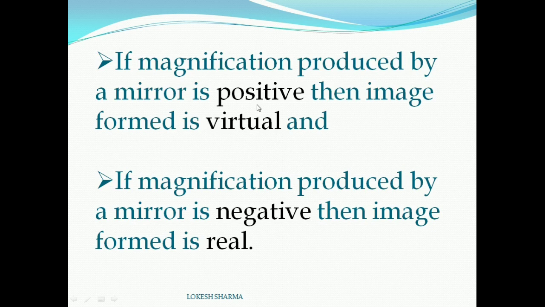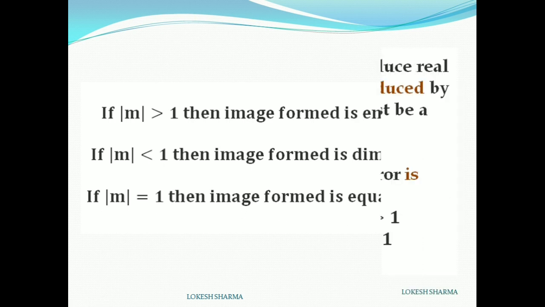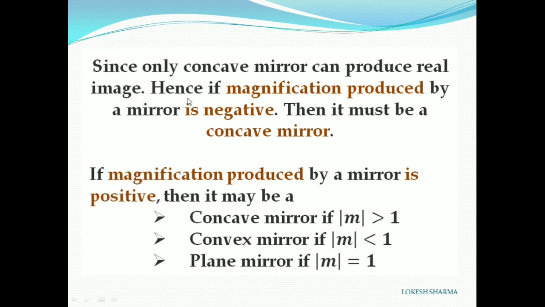If magnification produced by a mirror is positive, then image formed is virtual, and if magnification produced by a mirror is negative, then image formed is real. If magnitude of m is greater than 1, then image formed is enlarged. If magnitude of m is smaller than 1, then image formed is diminished, and if magnitude of m is equal to 1, then image formed is equal in size.